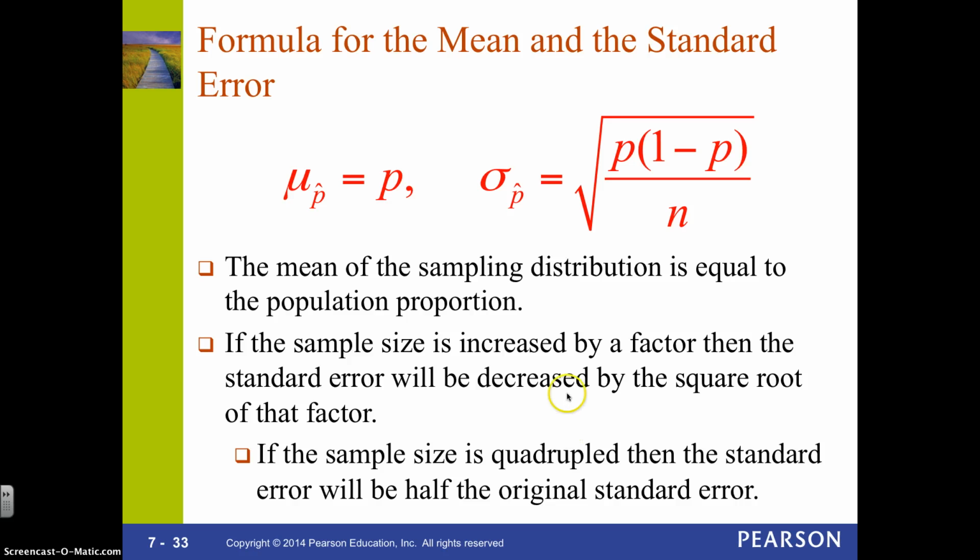Okay, so this is what I've already talked about a little bit. The mean of all the sample proportions is going to equal the population proportion. The standard deviation of all the sample proportions is going to be equal to this, where P is your population proportion and N is your sample size. Now, if your sample size is increased by a factor, then the standard error will be decreased by the square root of the factor. So if your sample size is quadrupled, increased by a factor of 4, then the standard error will be cut in half, right? It would decrease by the square root of that factor.